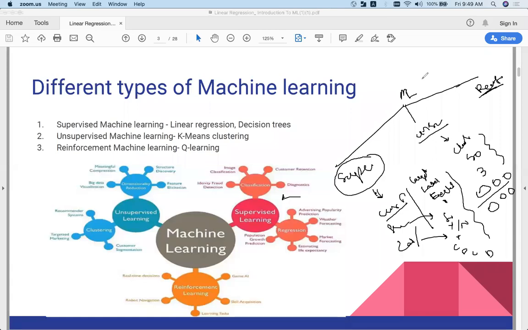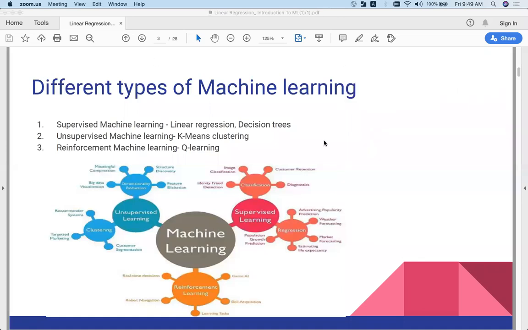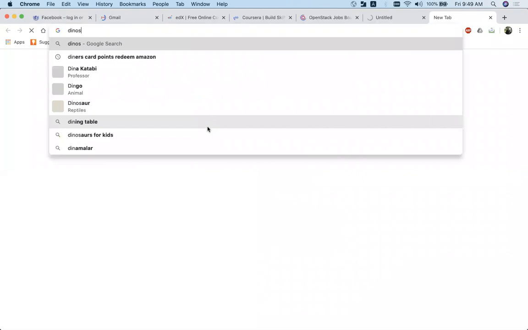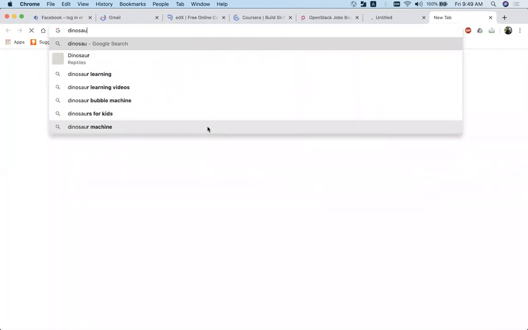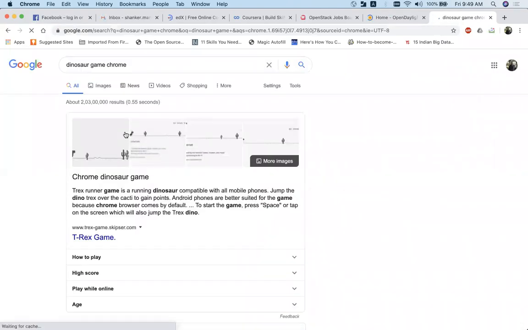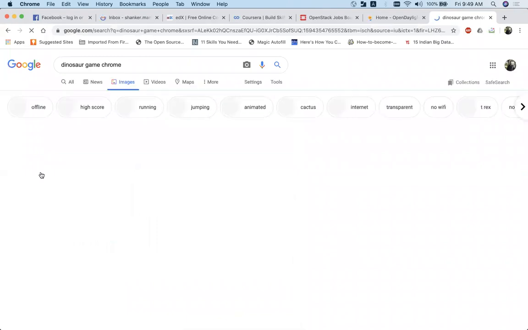Have you guys seen this? I don't know if you guys know this. In Chrome, there is a dinosaur game. How many people saw that? Whenever your internet is not working, there is a dinosaur that will come. You guys remember this game, right? Have you seen this T-Rex game?